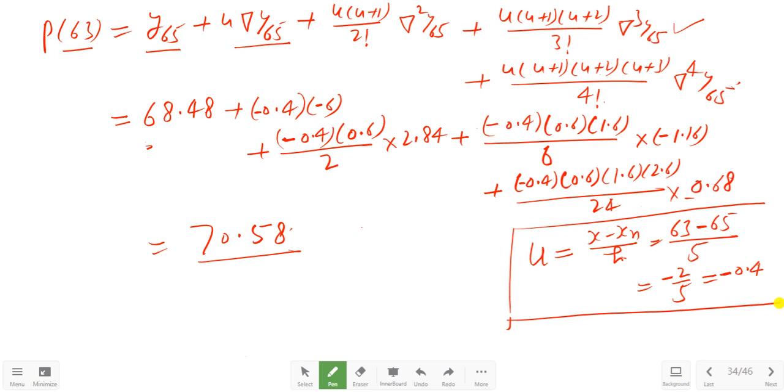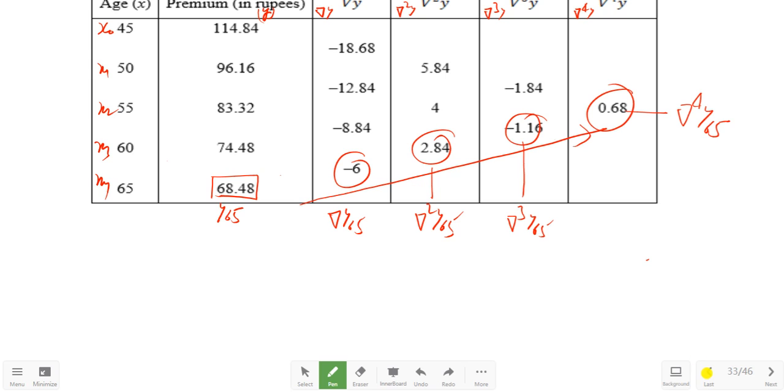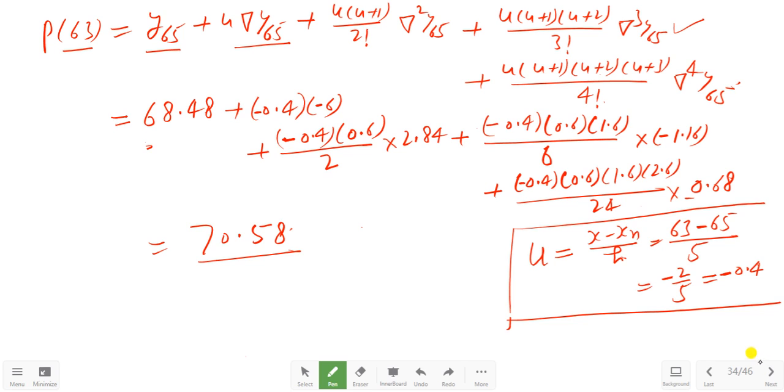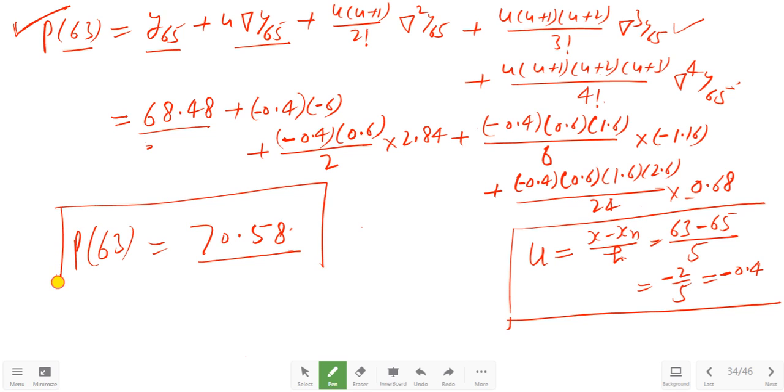So we substitute the table values from the backward difference table, and the value of u, in the Newton's backward difference interpolation formula, and simplify this with the help of the calculator. Then we obtain the premium at the age of 63 years is equal to 70.58, that is, rupees 70.58.